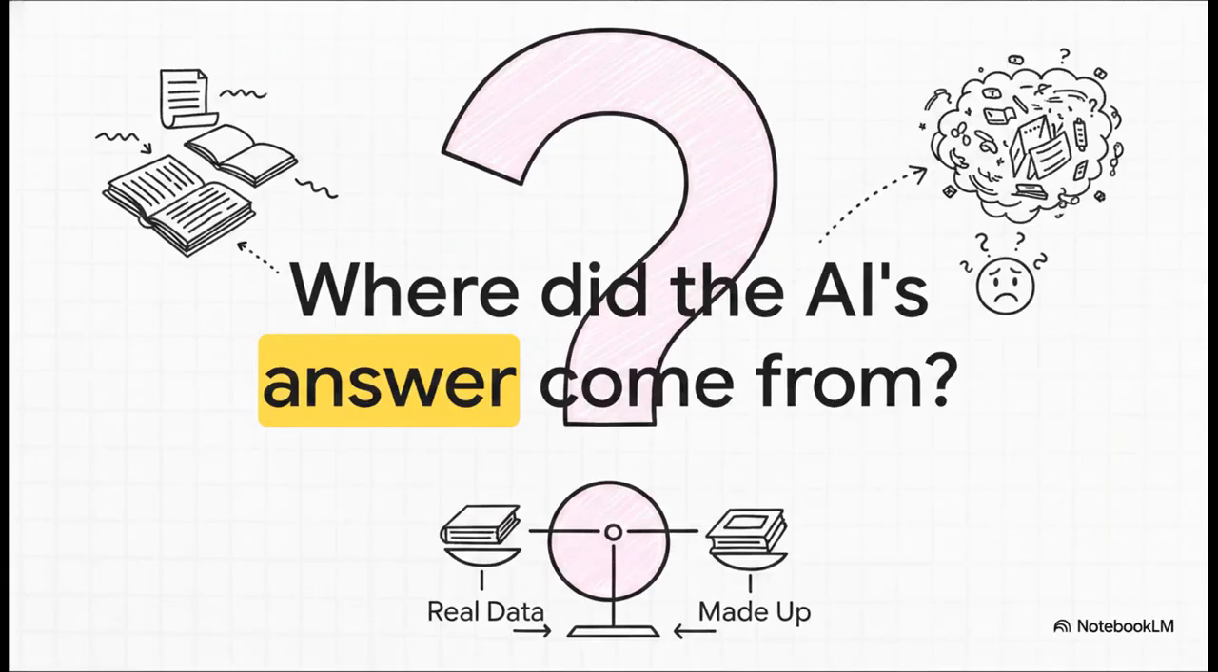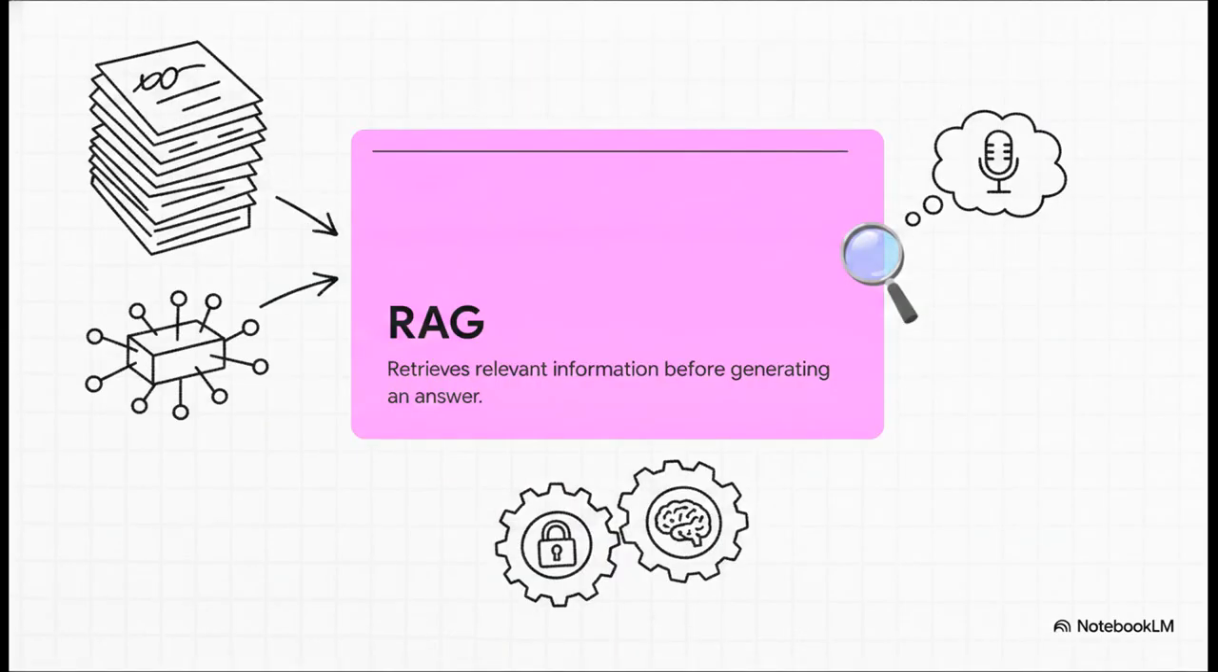So, I want to start by asking you a really critical question. Where did the AI's answer actually come from? Is it based on real data, or is it just inventing details, right? This is the core problem of AI hallucinations. Blindly trusting a language model in an enterprise app? Yeah, that's a recipe for disaster. Users need to know for sure if the AI is giving them the latest internal policy or just confidently making something up based on the vast unfiltered internet.